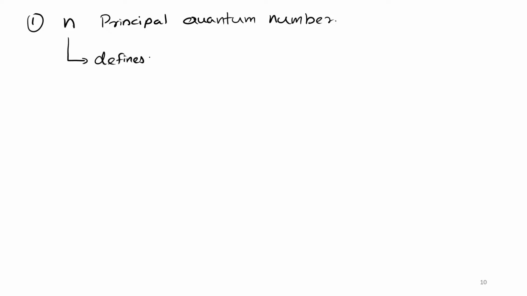Now, in recent years, if you check the past papers, you will find at least one question coming from this part. So this part is very important. The first type of quantum number we are going to talk about is N, which you already know. We call this the principal quantum number. The principal quantum number defines the energy level, or we can call it the shell.